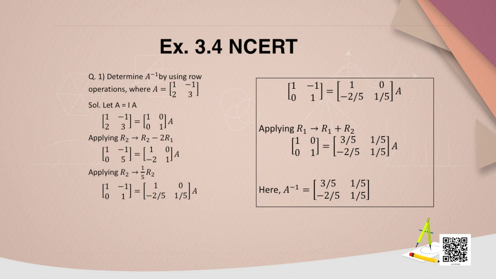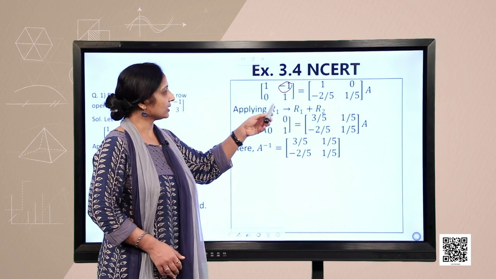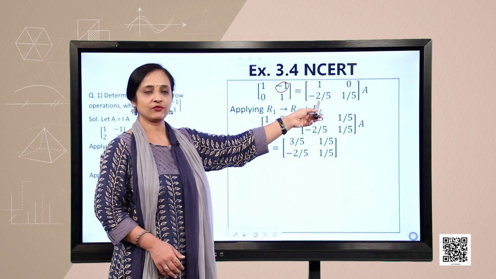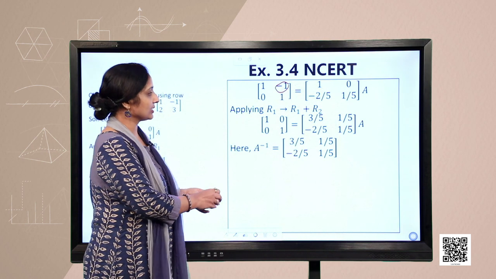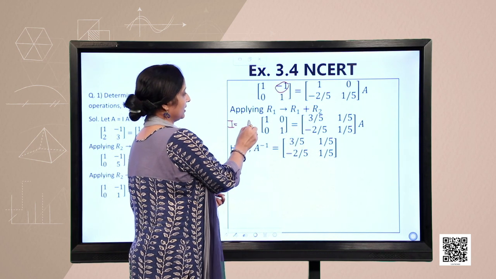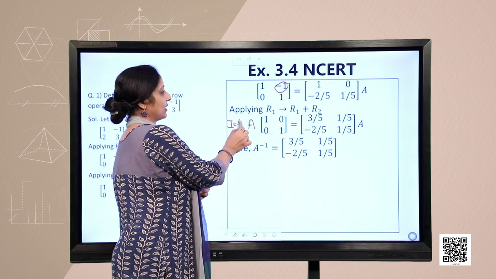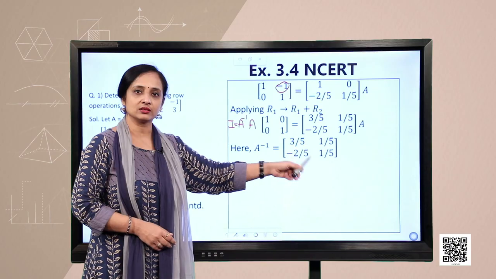The next step: this was the matrix in the previous step. Then you apply R1 changes to R1 plus R2. Why so? Because I need to make this element minus 1 as 0, so I'm adding these two elements. So this becomes 1, 0, 0, 1. And the change here: 1 minus 2 by 5 gives you 3 by 5, and 0 plus 1 by 5 will give you 1 by 5. So you can see here, this is the identity matrix I. This matrix which you have obtained by row operations is nothing but A inverse. Thus, this matrix is A inverse.